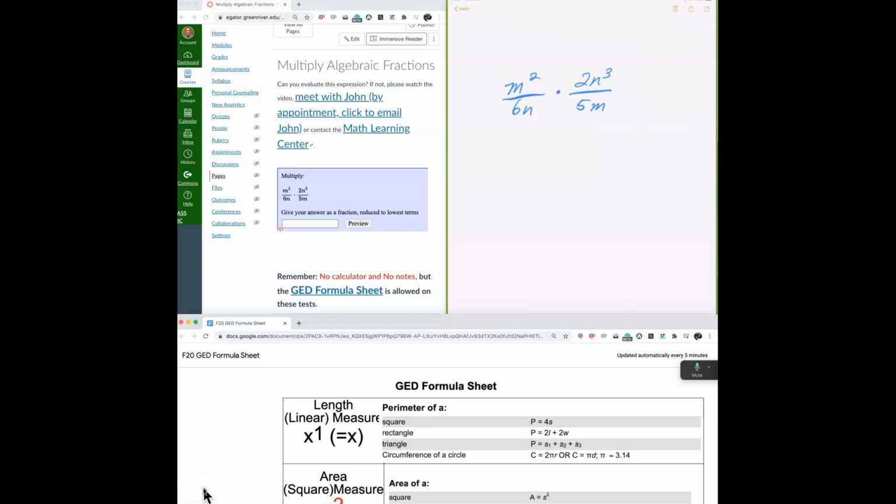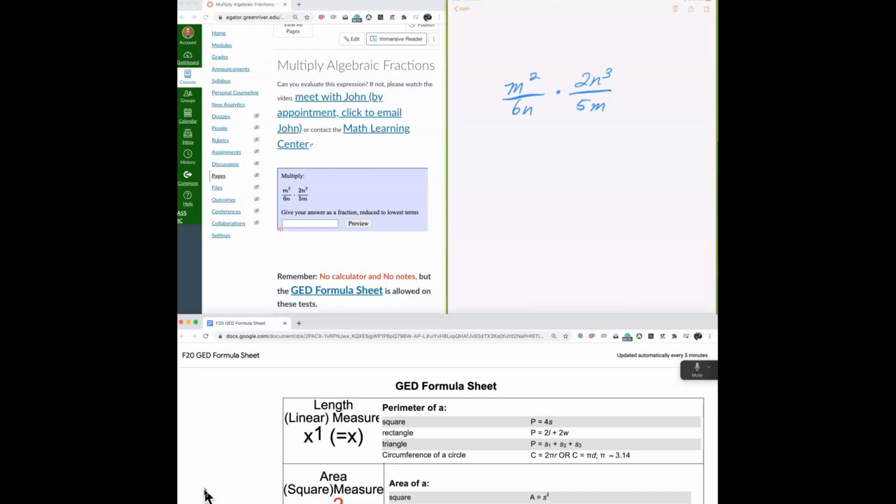Hello everybody. We're going to take a look at how to multiply algebraic fractions. This is for the Unit 2 practice test at Wamap. So if you are in Math 53, this will be good to practice for the second half of the term.